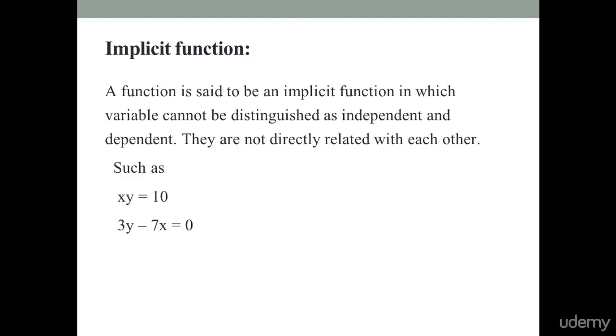What is an implicit function? A function is said to be an implicit function in which variables cannot be distinguished as independent and dependent. They are not directly related to each other, such as xy = 10 and 3y - 7x = 0. Okay.